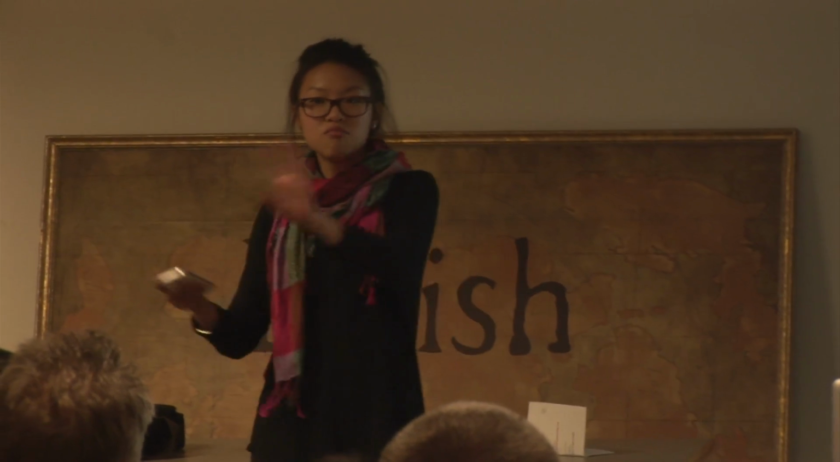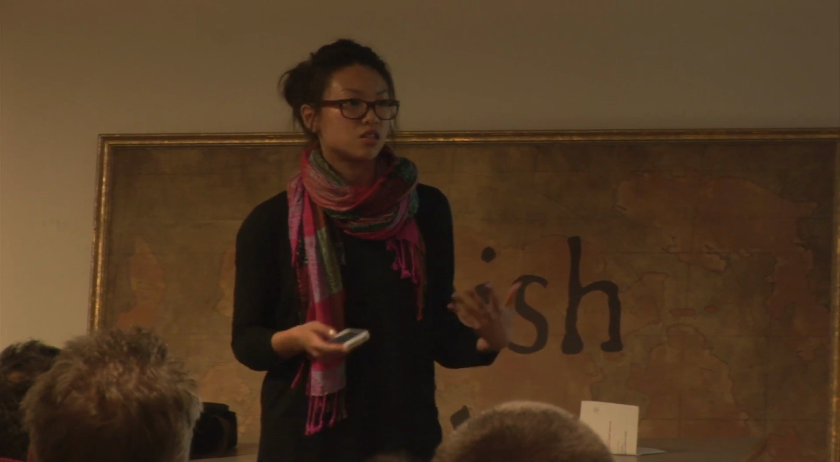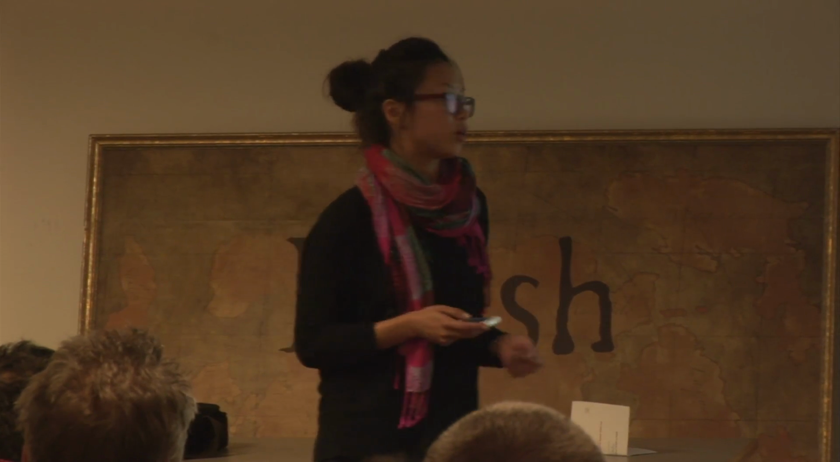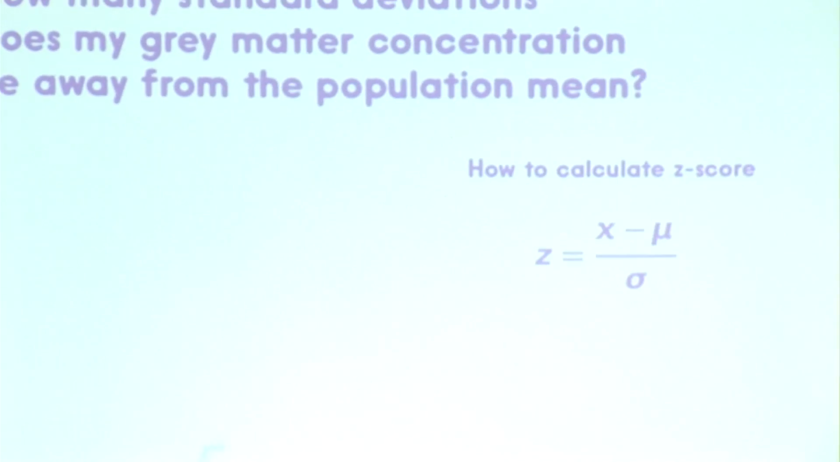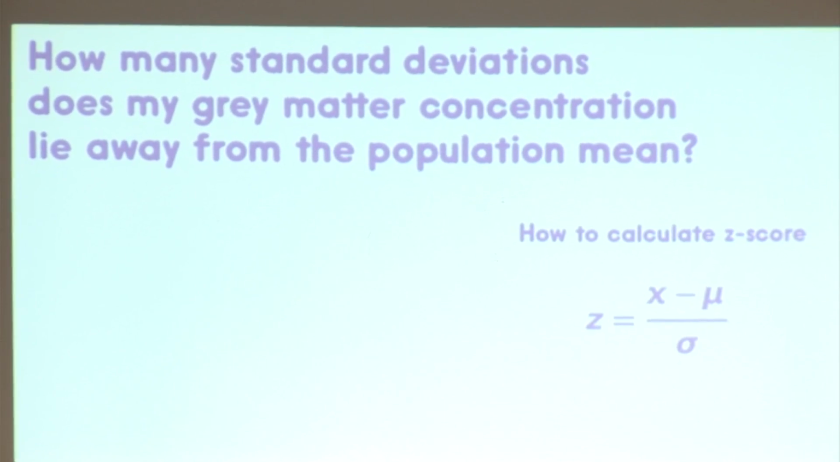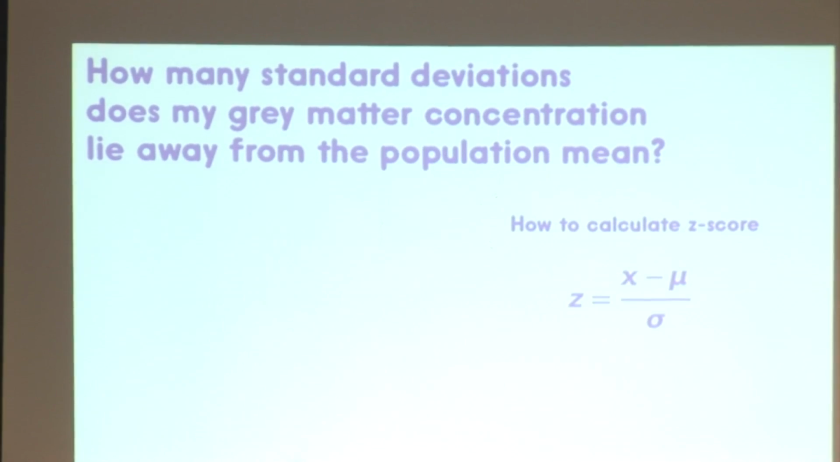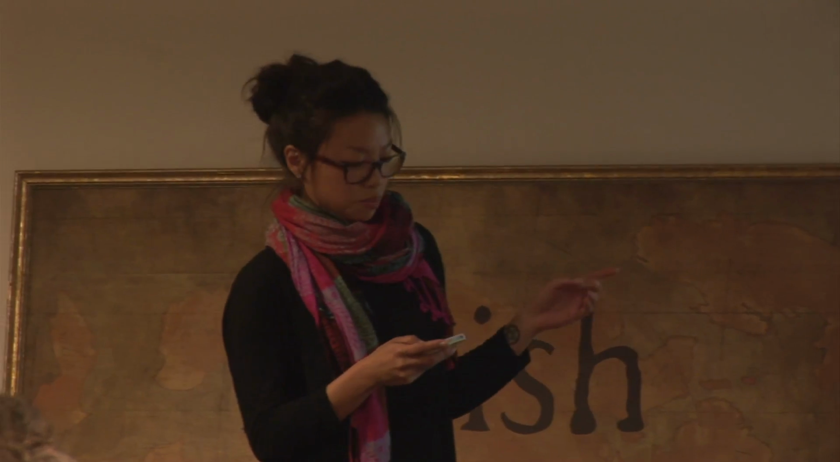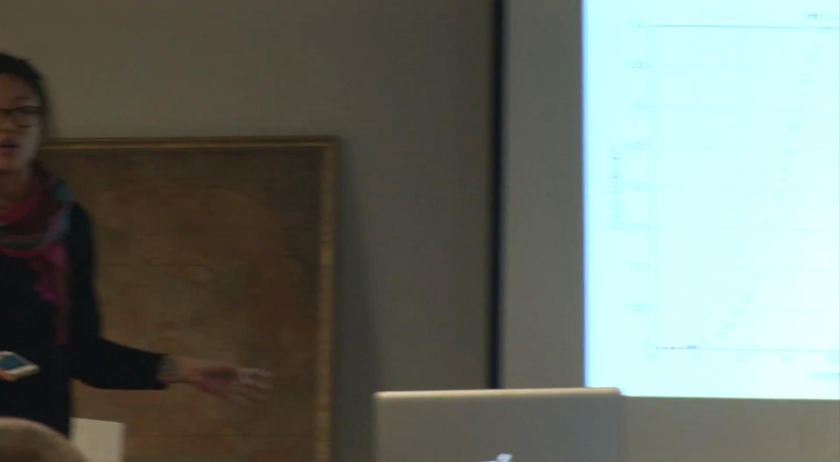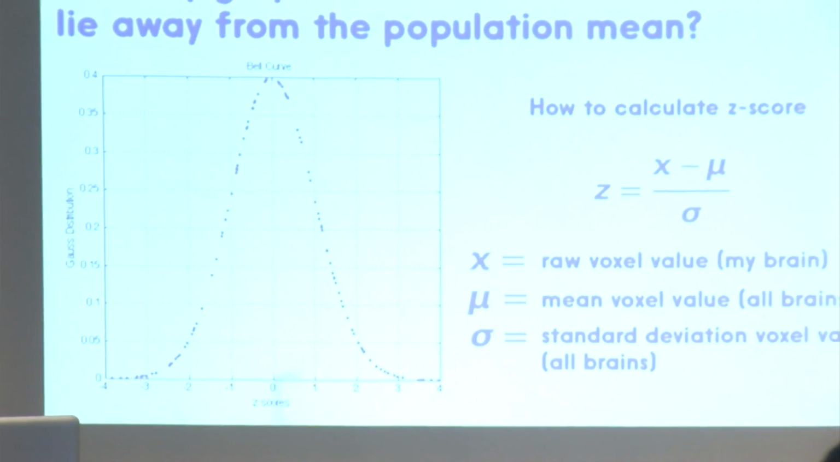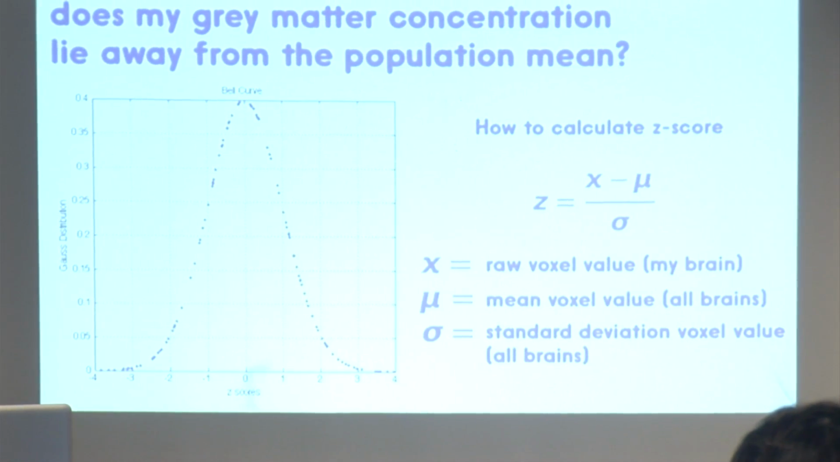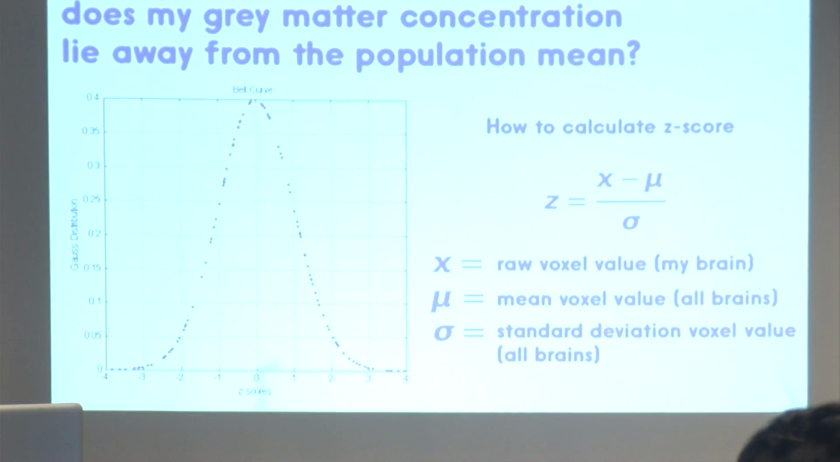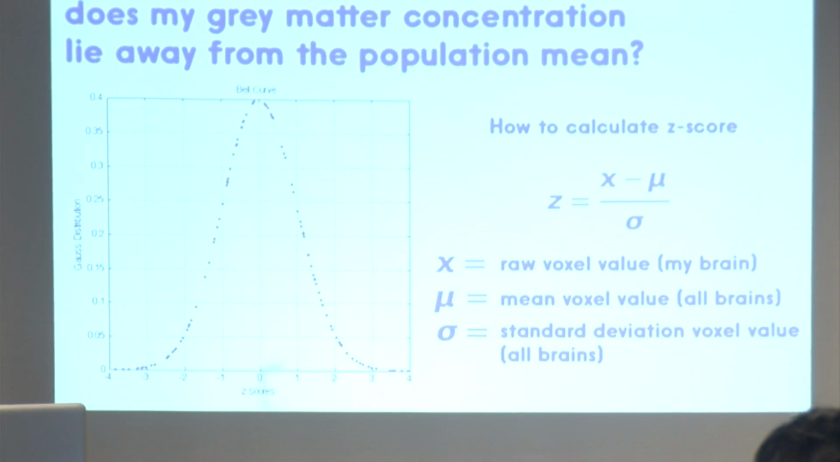I'm sure a lot of you know what standardization and z-scores are, but I'm just going to go through it really quickly. To calculate a z-score, you subtract the mean of all values from your raw voxel value, and you divide it by the standard deviation. So for example, imagine I have 100 people, and I normalize it so that the mean is at 0, and your z-score is basically a measure of how far you are from the rest of the population.